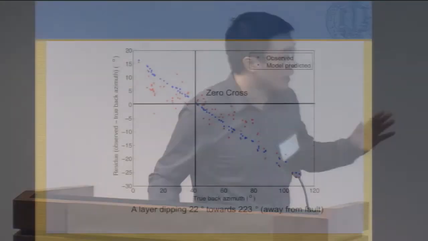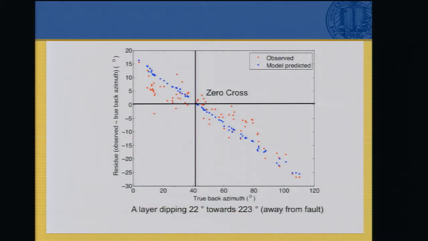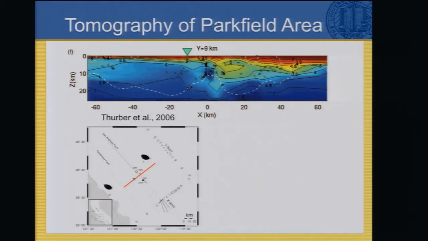Here we only have about 90 degrees of coverage because we don't have aftershocks everywhere. In this case, it's more like a line, but we can nevertheless fit a dipping layer, and that's a layer dipping about 20 degrees in the direction away from the San Andreas fault. So that explains the bias and also corrects the bias.